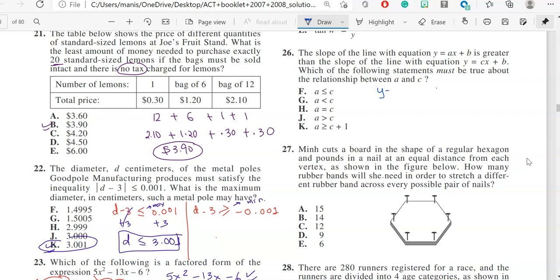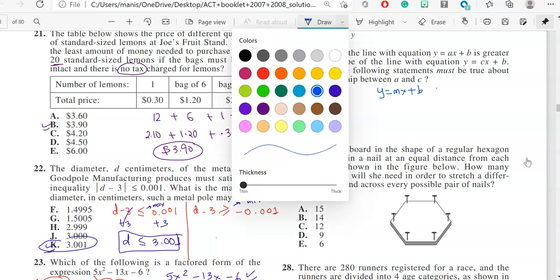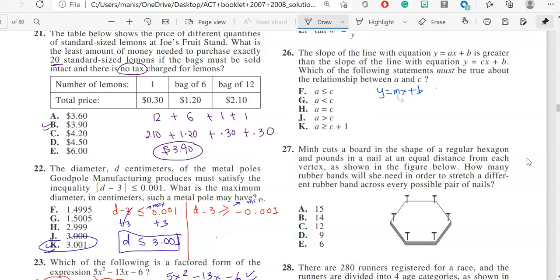Now you all know the standard equation of a line in slope intercept form is y equal to mx plus b, where m is the slope. So when I look at these two equations, a is the slope over here and c is the slope. According to the question, the slope of this line is greater than the slope of this line. So it is telling me that a will be greater than c. Do you see any answer choice? Yes, option choice J is the correct answer for this problem.